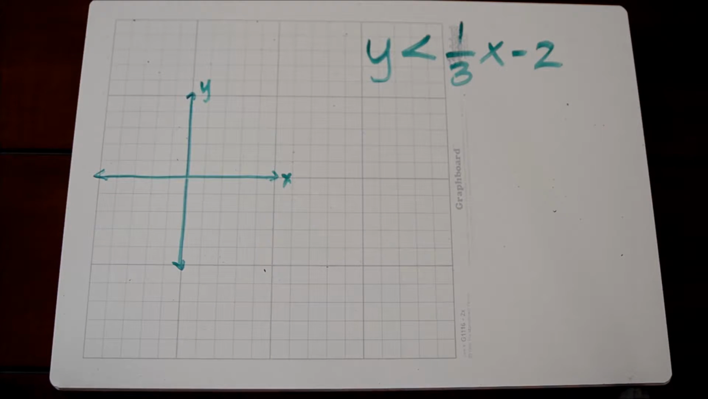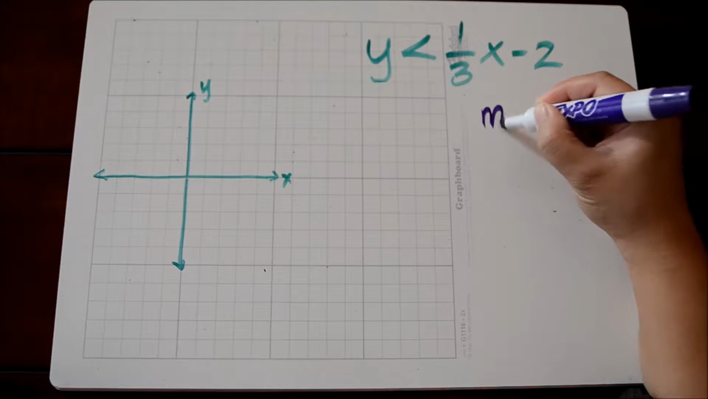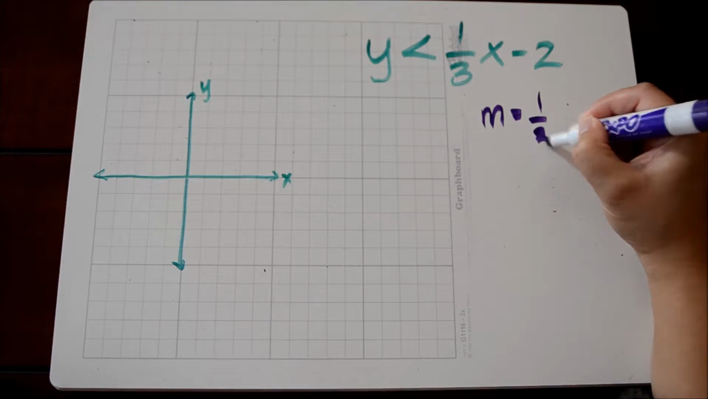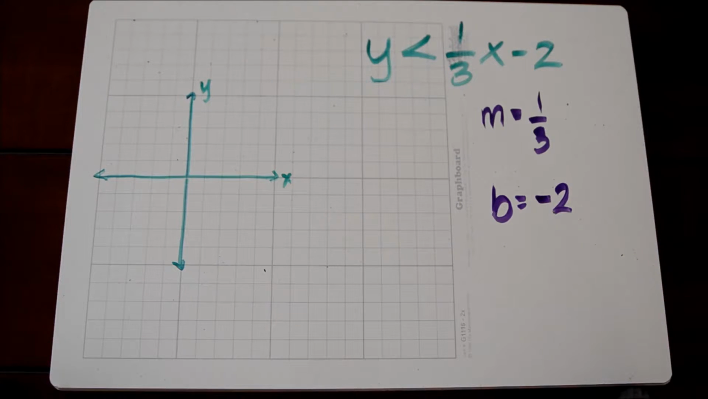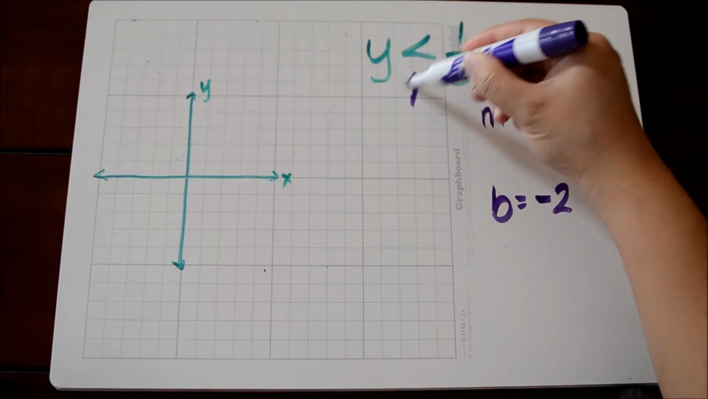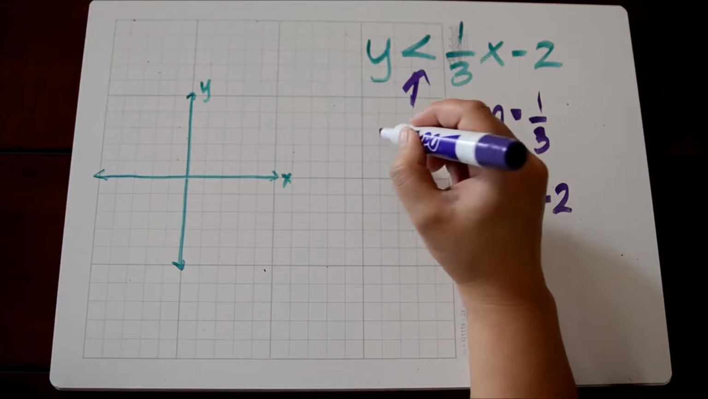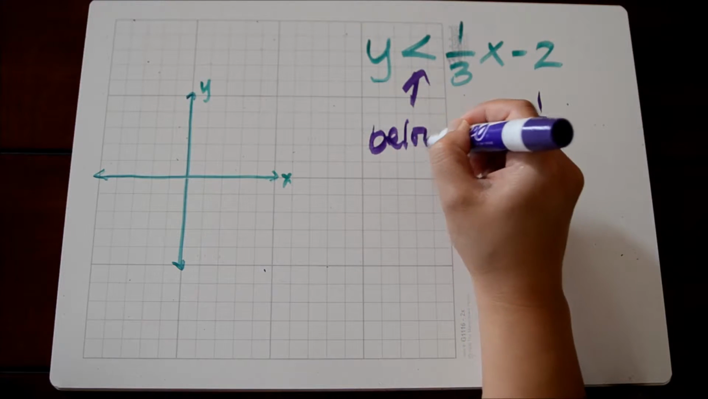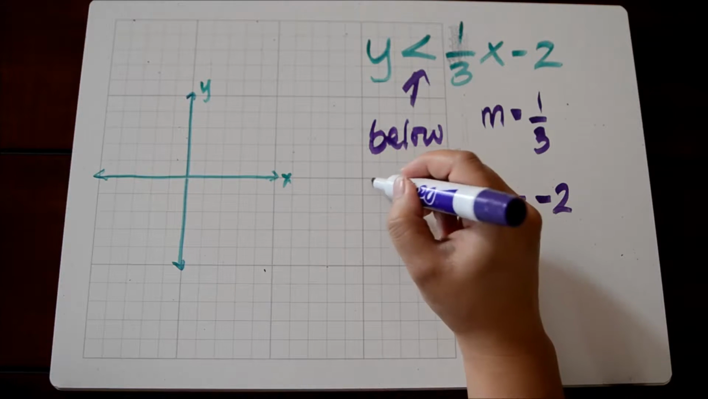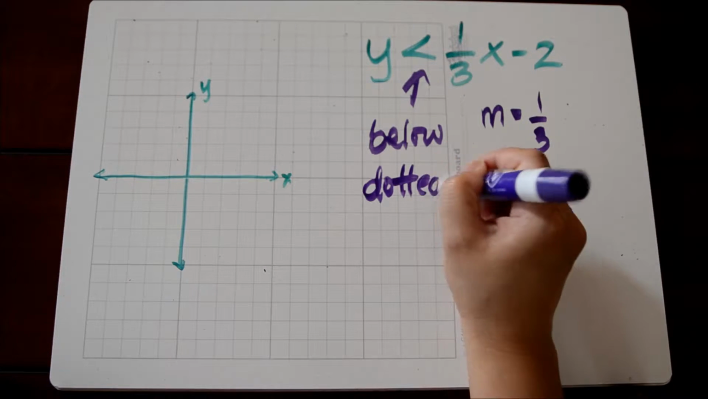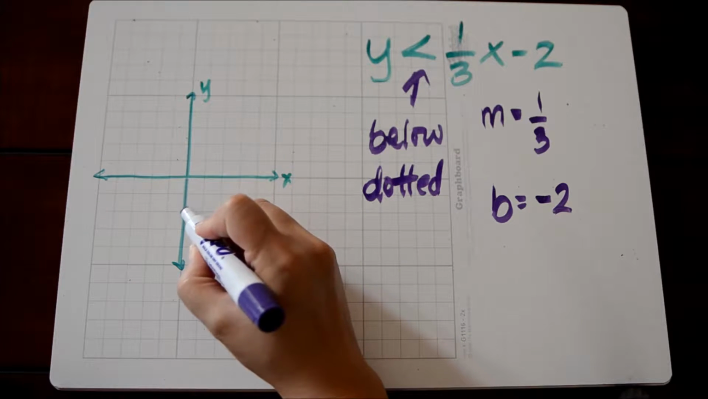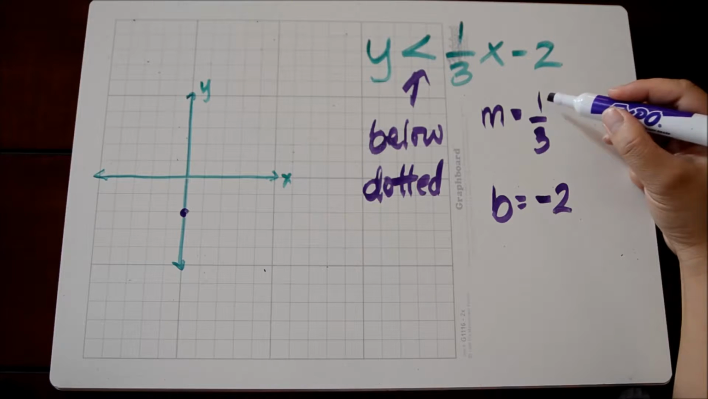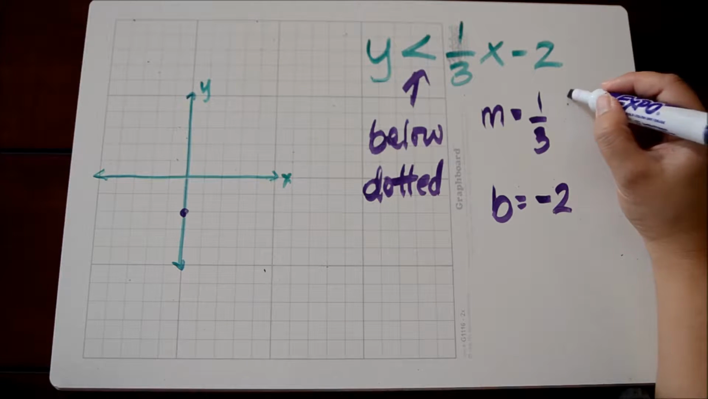Here we have y is less than 1/3 x minus 2. Our slope is the coefficient attached to x, which is 1/3. The y-intercept is the constant, so that's -2. And our inequality symbol tells us two things. It tells us that we are going to shade below our boundary line, and it also tells us that we are going to have a dotted line instead of a solid line because we don't have the equals to symbol underneath it. Plot the y-intercept on the y-axis at -2 and use our slope to finish the graph.